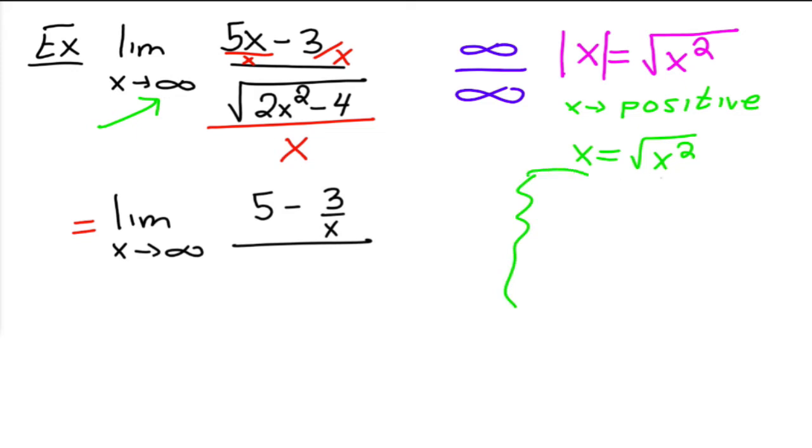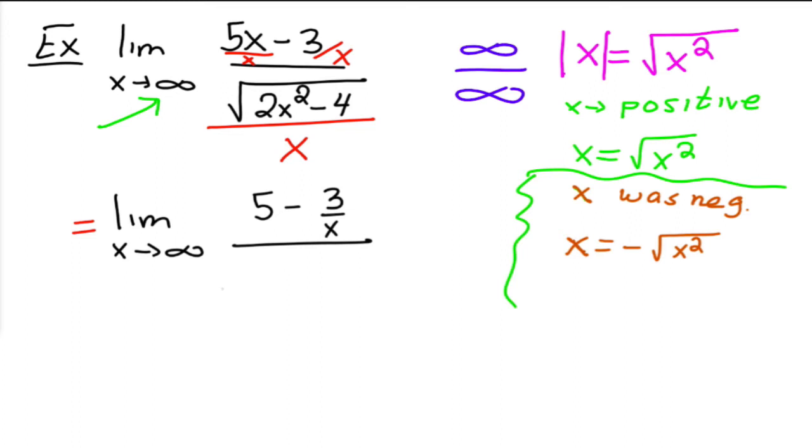Now, if x was negative, you don't have to be concerned with this now, but if x was negative, then x would equal the negative square root of x squared, because otherwise they wouldn't be equal to each other. So you just have to be careful with these cases. We'll do this one in a little bit.